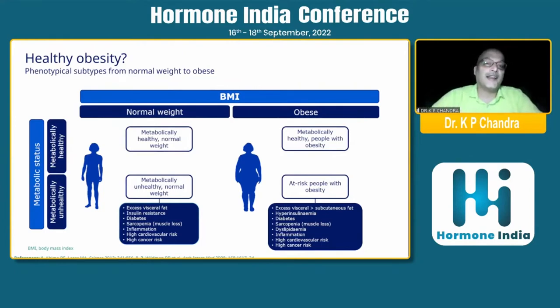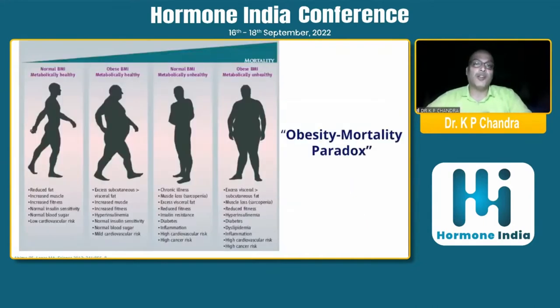Although we did expect that a normal-weight person should be metabolically healthy, the opposite may occur, though it's very uncommon: a person may be obese but metabolically healthy. Meaning, he may not have all those metabolic abnormalities which I stated right now. That is, despite being obese, he may not have hyperinsulinemia, diabetes, and dyslipidemia. There are higher chances that obese people would have some metabolic abnormality. What we call the obesity mortality paradox.